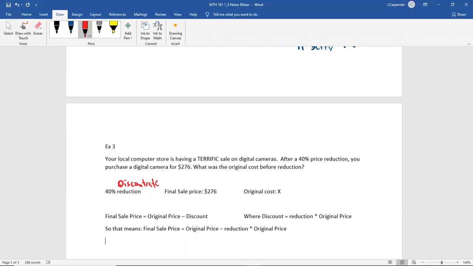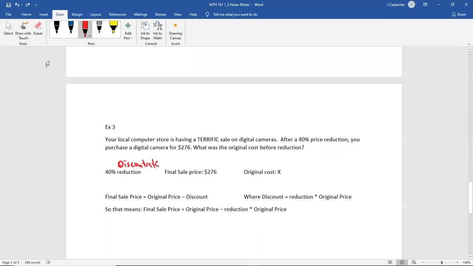All right, so what exactly is it we know and don't know? We know the reduction is 40%, so we're going to put a 40% here. We don't know the original cost, it's an X, so we're going to put an X here and an X here. It goes two spots. The final sale price we know is the $276, so that's what goes there, and that will fill out our equation. So we get final sale price, $276 equals original price, that's our X, minus the reduction.